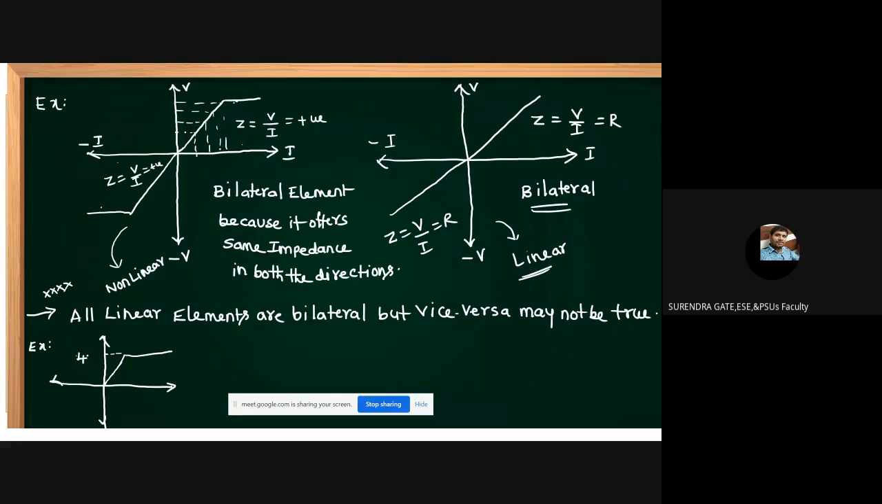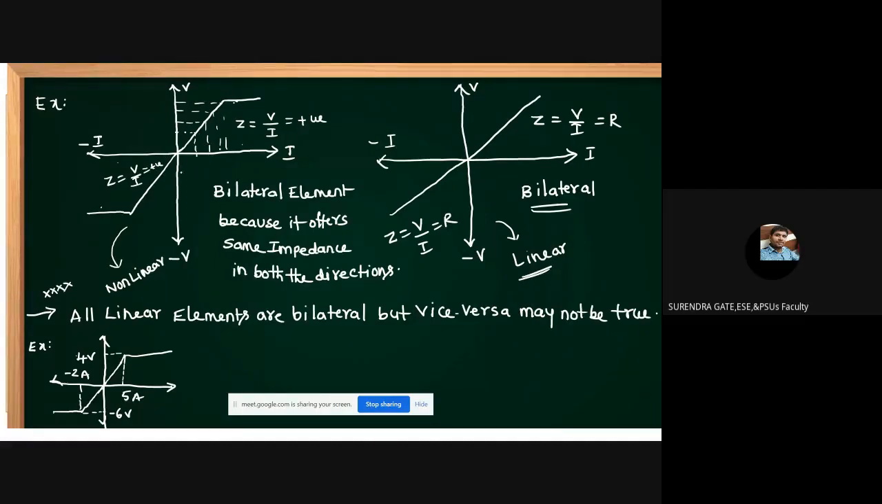So this is 4 volts. This is 5 amperes. This is minus 6 volts. This is 2 amperes. Minus 2 amperes. Is it unilateral or bilateral? Bilateral? Unilateral? See, sir, here I am not giving any values.